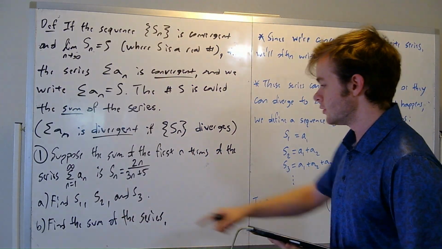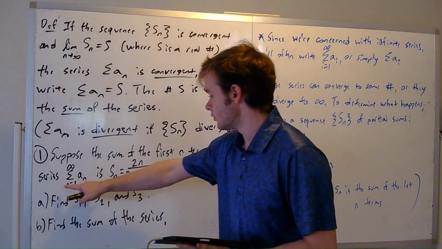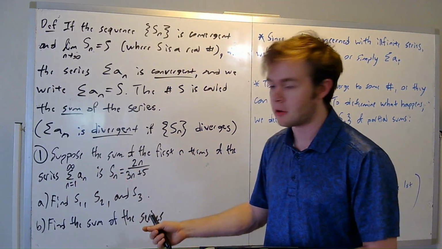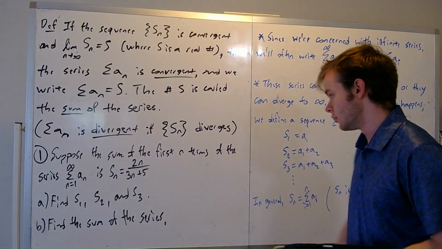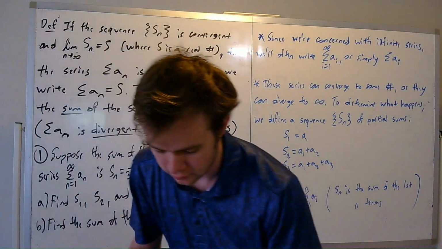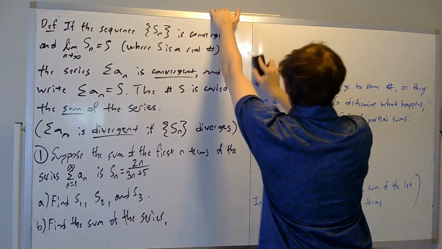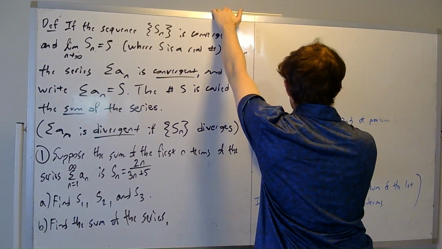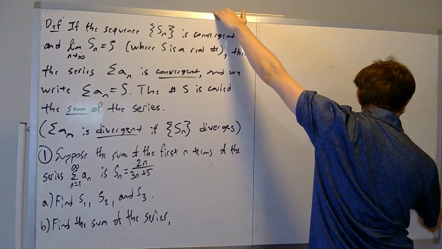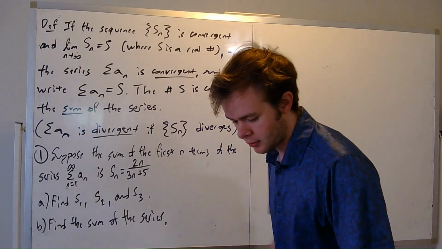Okay, so remember this S_n here is just adding together the first n terms, right? So the series is adding together all of the terms, but this S_n is just part of it where you're adding together the first n terms. Okay. So the first part says we need to calculate S1, S2, and S3. Right, so this is just as simple as plugging numbers in.